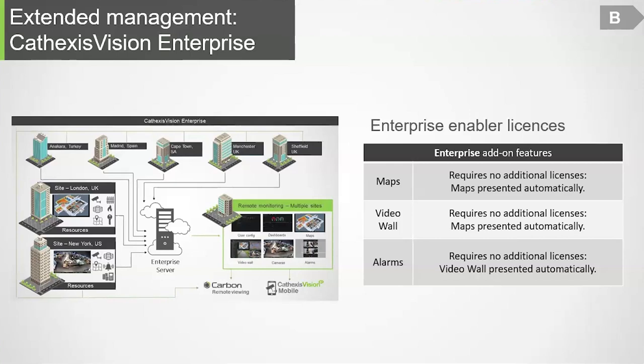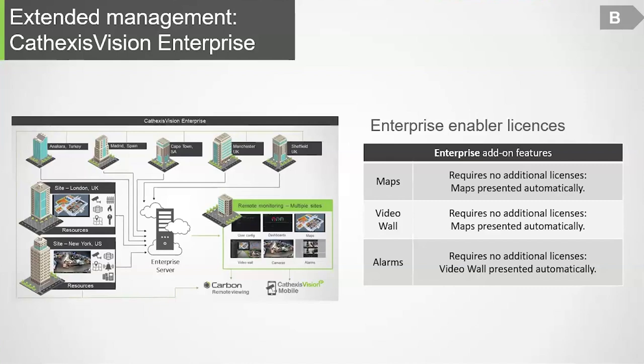If we had to talk about the licenses required to connect a site to an enterprise server, that's where we talk about enterprise enabler licenses. It enables a site to connect or establish a connection to an enterprise server. Enterprise enabler licenses have been included with the premium version of Cathexis since 2023. And again, they are required for a site to make a connection to an enterprise server. Once the site has been added to the enterprise server, the site can be viewed through the enterprise connection: maps, resources, all the cameras and everything.